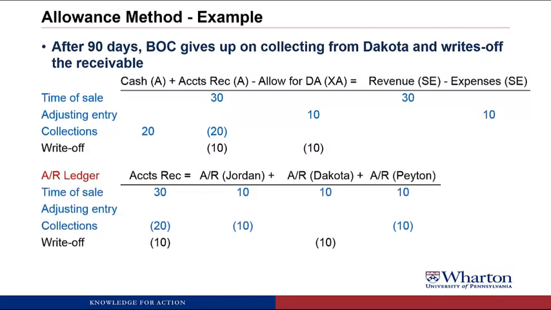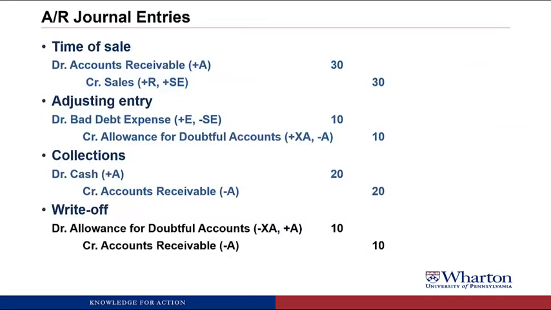If we look at the accounts receivable ledger, we see that we've zeroed out Dakota's account, not because Dakota paid us, but because we've given up on Dakota paying us. So we also reduced the accounts receivable by 10, so that all zeroes out accounts receivable when we add it up. The journal entry for the write-off is we debit the allowance for doubtful accounts to reduce the allowance. We don't need the allowance because we wrote off the account. And we credit accounts receivable for 10 to reduce accounts receivable because, again, we've written off Dakota's account.